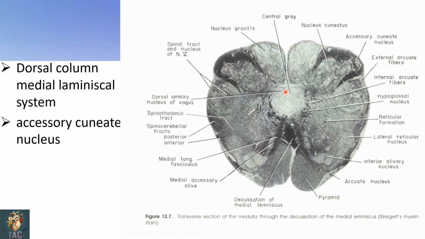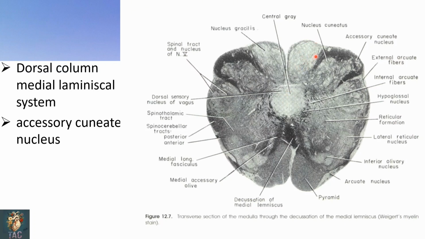Now we see the next level, that is at the level of the medial lemniscal decussation or the major sensory decussation. So again we can see first these are the pyramids, and next to this you can see the medial longitudinal fasciculus. The first appearance of the inferior olivary nucleus you can see over here, and then this is the reticular formation. This is the central gray matter.